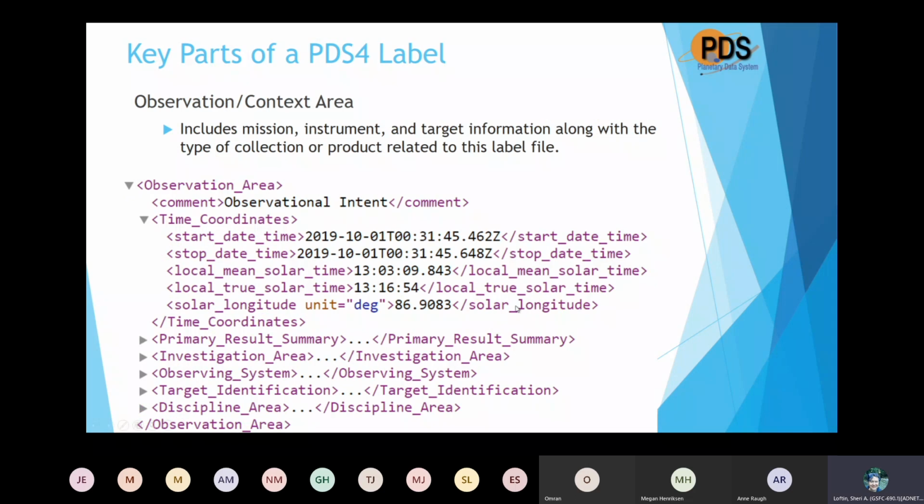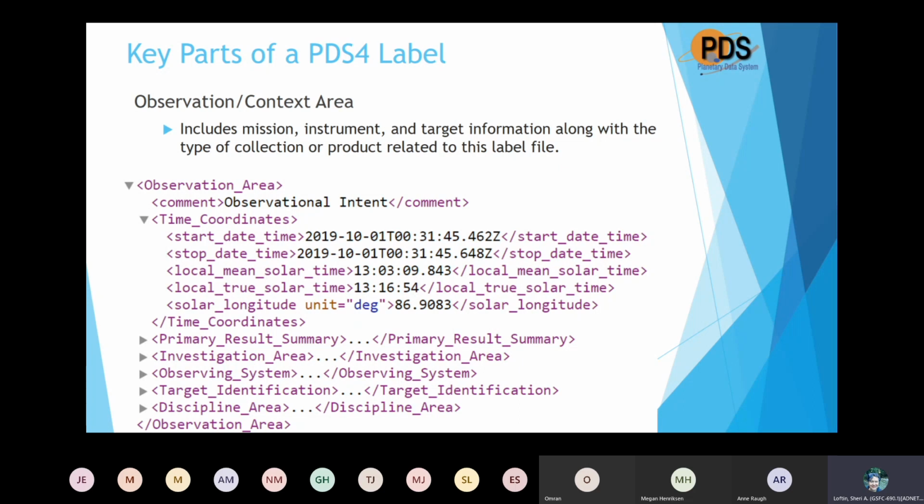And this is the big area. This is particularly an observational file, so it's not going to be the same for every type of label file, but this is where you're going to get a lot of information. And it looks scary because I could expand all these out and it would have lots and lots of information. But one of the things to keep in mind is that a lot of this stuff is going to be repeated. So sections such as the primary results summary, the investigation area, and the observing system are probably going to have the same information across this entire collection.